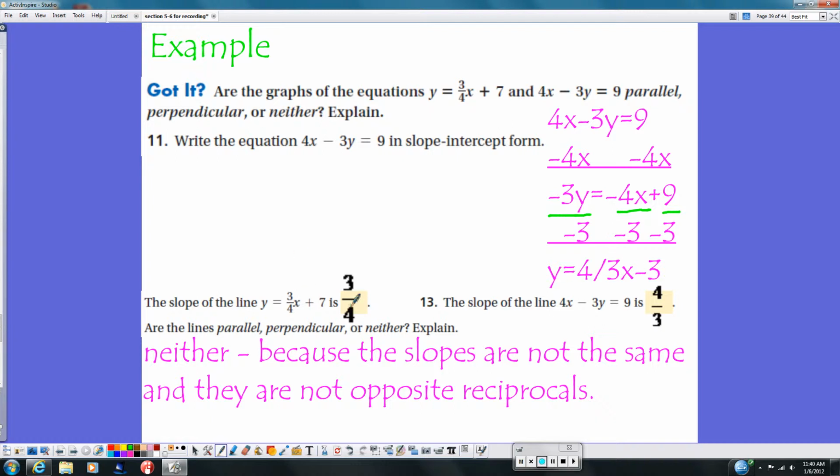So, the slope of this line we said was 3/4. The slope of the second line was 4/3. These would actually be neither. In order to be parallel, remember they have to have the same slope. In order to be perpendicular, they have to be opposite reciprocals. What we have here are just reciprocals, so therefore it's a neither. They're not going to be parallel and they're not going to be perpendicular.